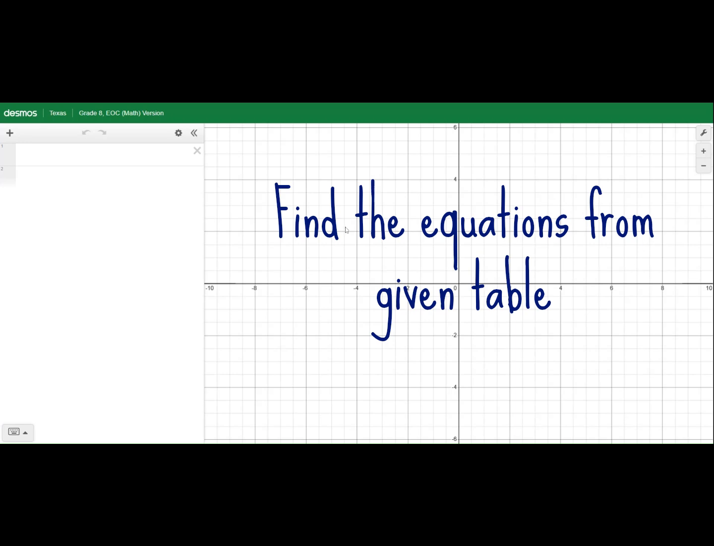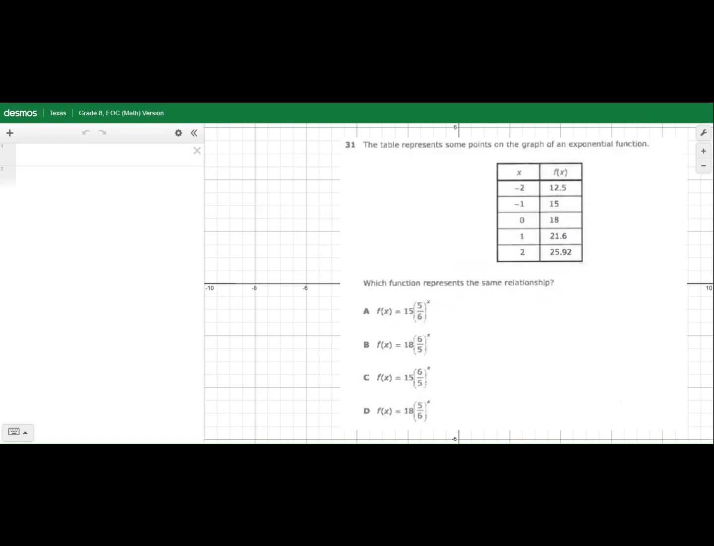Hello, everyone. This is the continuation for T6. Like I mentioned, T6 is multiple representation, and that's the way it's going to be tested. So the first question we're going to do is number 31. Okay. Number 31.